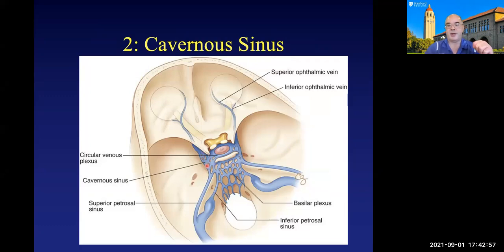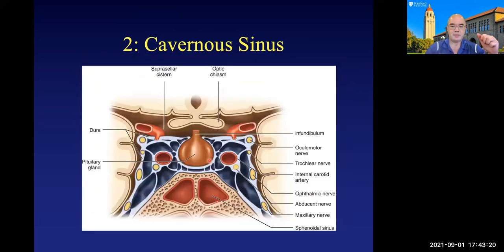Now, in this particular cartoon, blue are veins. And so you see the cavernous sinus points to a region where there's a lot of veins. You can also see it's pointing to an area close to the center of the skull. So we're not on the edge anymore. We're kind of smack in the middle of the center of the skull. And so that's an important concept with the cavernous sinus location.